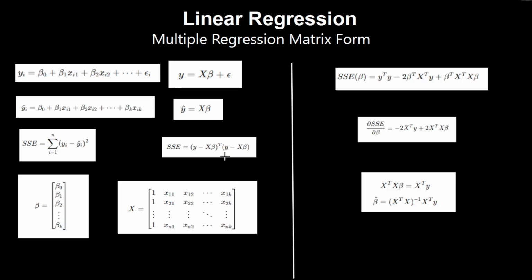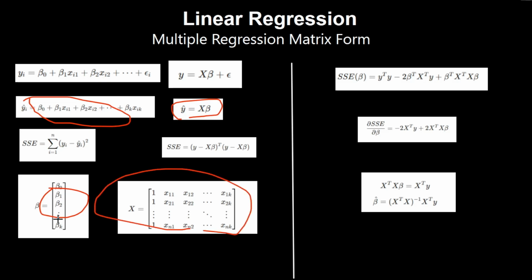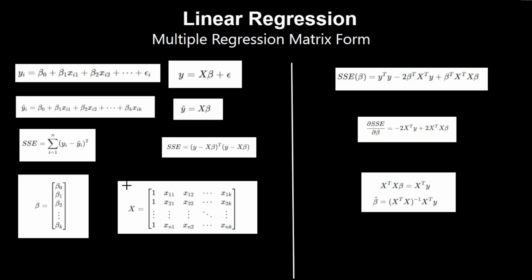Similarly, we have the predicted values. While predicting the values, we don't get the error, so we just have the multiplication of the X matrix and the coefficient vector. Here we need to find the coefficient vector. That's what we need to find.